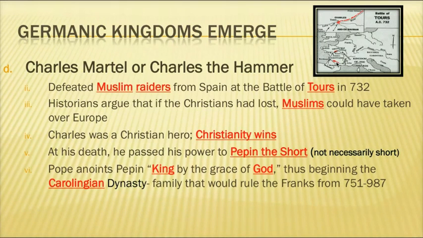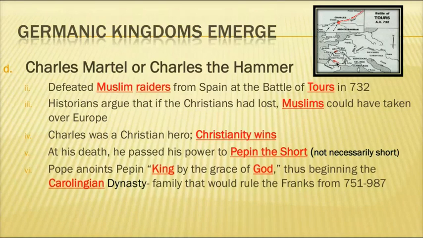Now, the reason Pepin's somewhat remarkable is not so much for what he did, but it's more so for the title that he gets. So the Pope, who is the head of the Catholic Church, anointed Pepin. Anointed means he gave Pepin this title called King by the Grace of God. And what that did is it kind of started to blur the lines. Who's got power here? Who can give power? Who can take power away? That's going to kind of play into Charlemagne's story here in a little bit.